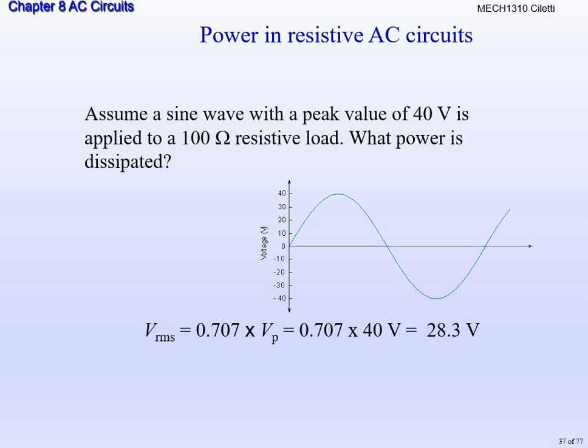Then we have to apply the correct Watt's law. The correct Watt's law for this one, based on what we're given, is V squared over R, but it's VRMS squared over R. So when we calculate that, it's 28.3 squared divided by 100. Make sure you square 28.3, hit enter, divide by 100, and you should get about 8 watts, okay?